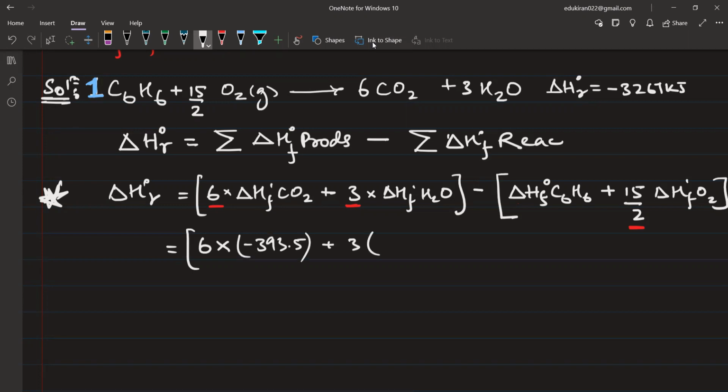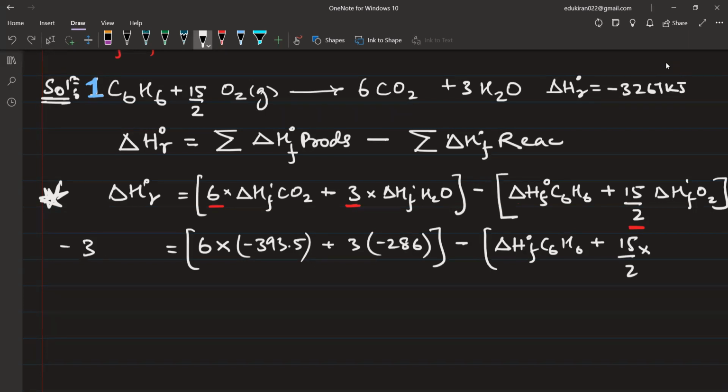Plus 3 into minus 286. Minus 286. Minus, this you have to calculate, delta H naught F of C6H6. We have to calculate this, plus 15/2 into what is the enthalpy of formation of O2 gas? And this you can write as minus 3267, because H naught R is what, 3267.